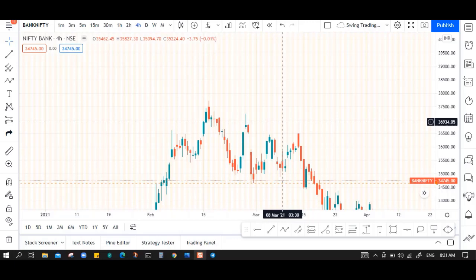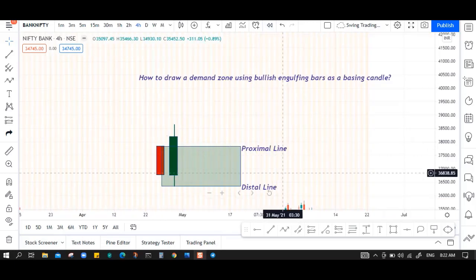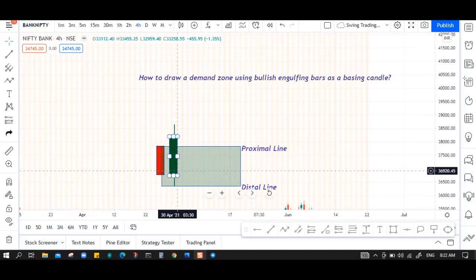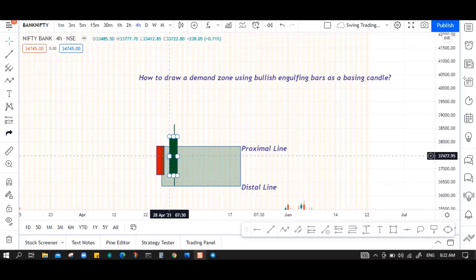In supply and demand zones, as I said, there are two important lines: the distal line and the proximal line, right? As you can see here, the prior candle is entirely engulfed by the second one. Sometimes the shadows and noses are not engulfed, and this is not a problem while the body is totally engulfed. The main point is the body should be totally engulfed.